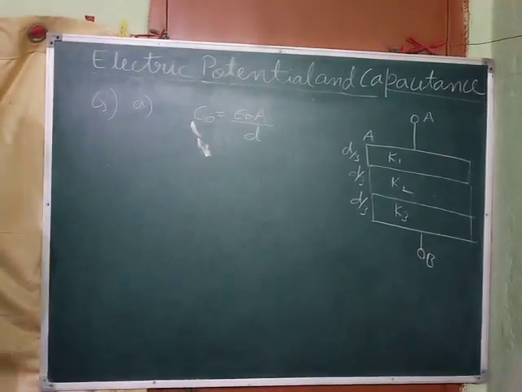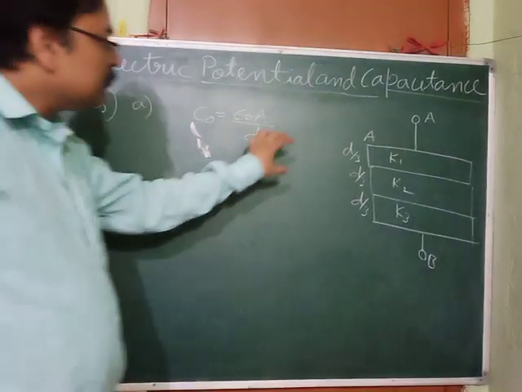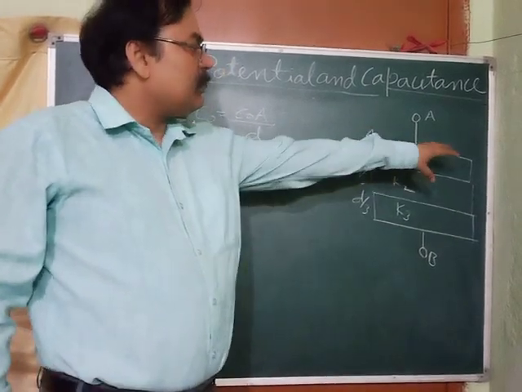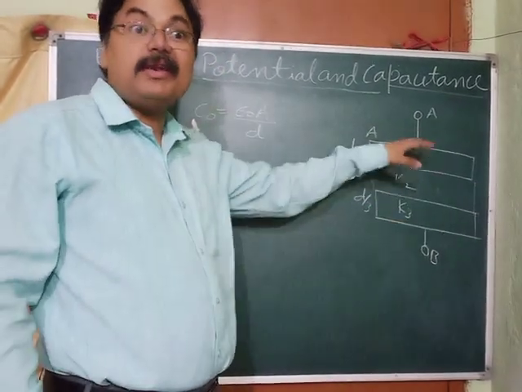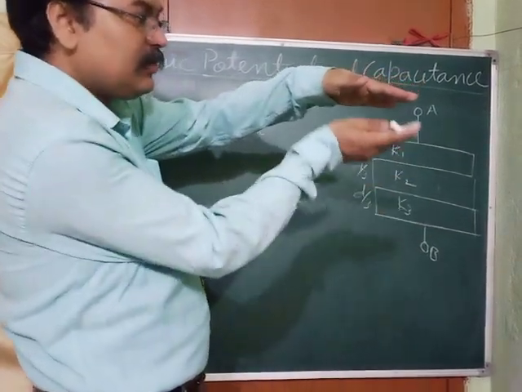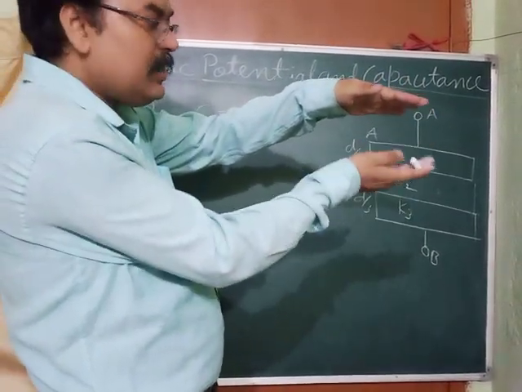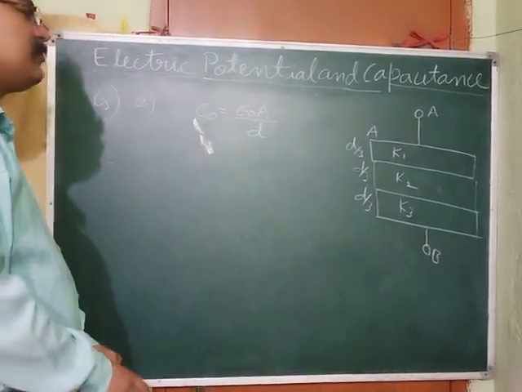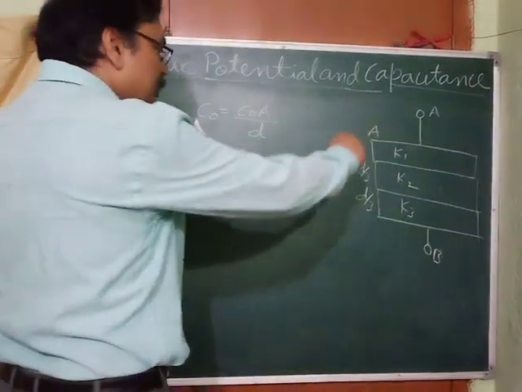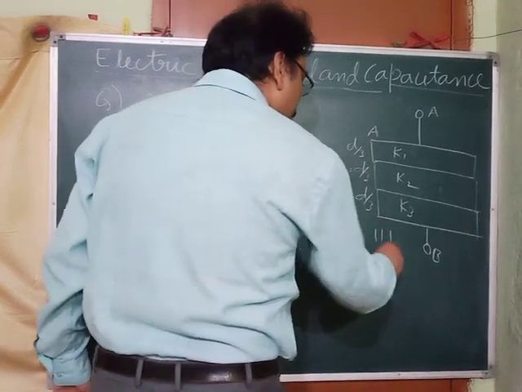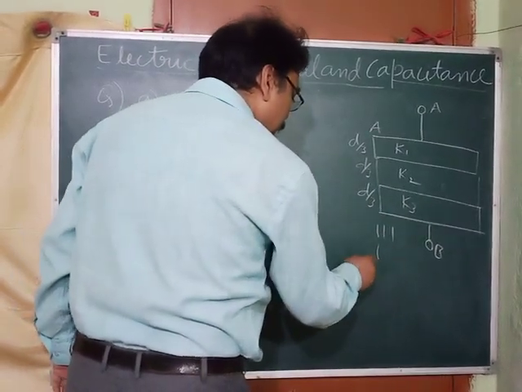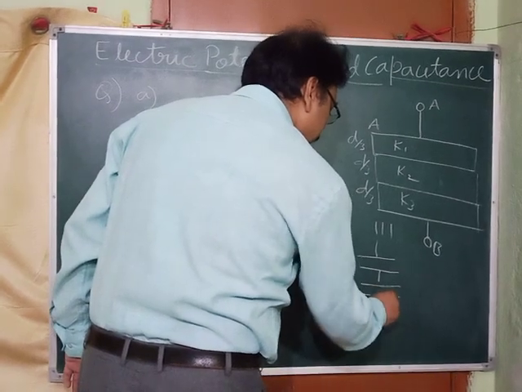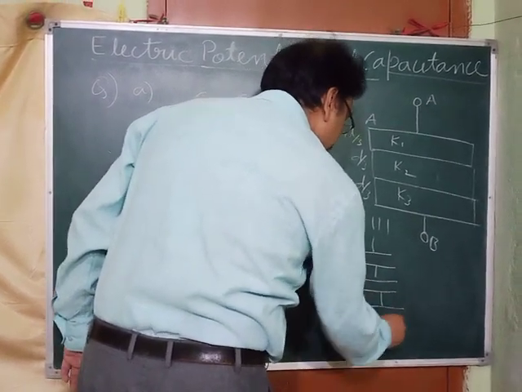Now, when you get this type of question, where slabs are like this, their thickness is less, but they are covering equal area. They have the same area as that of the plate, because the plates are like this, so they are covering the whole area. When this type of situation is there, then what will happen? They are equivalent to 3 capacitors: 1 capacitor, 2 capacitor, 3 capacitors.